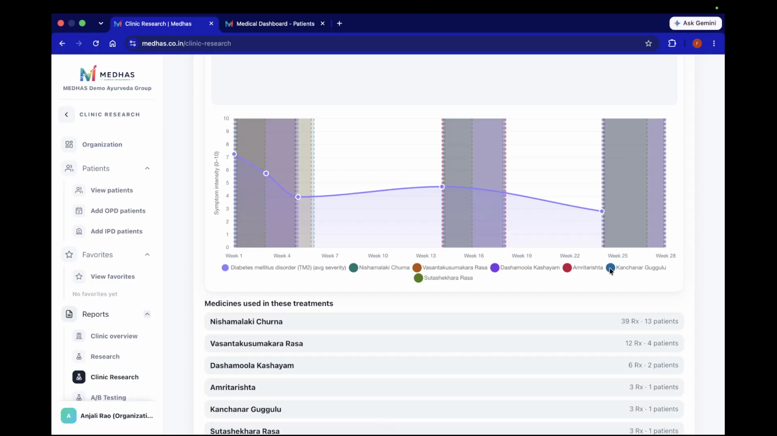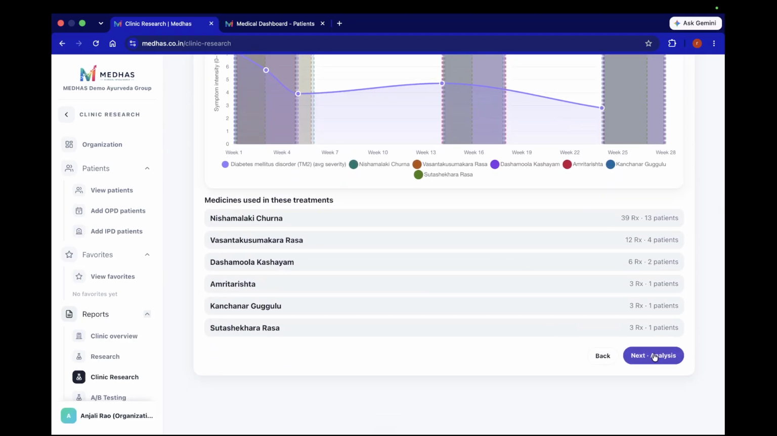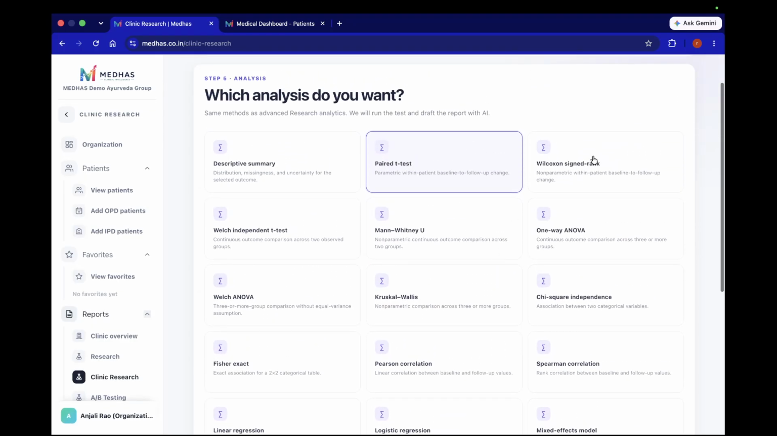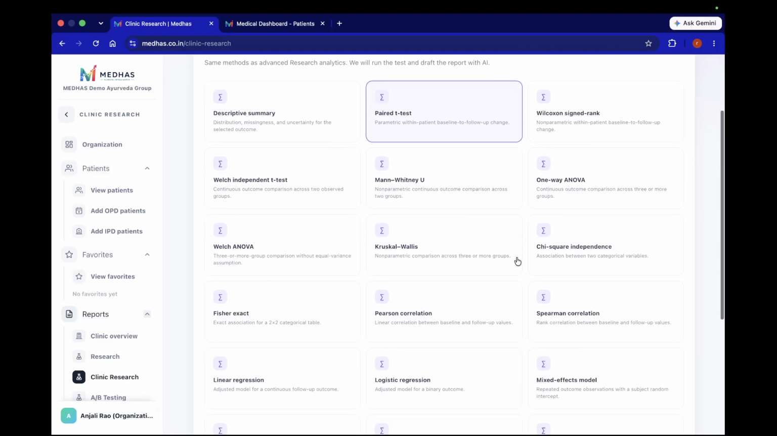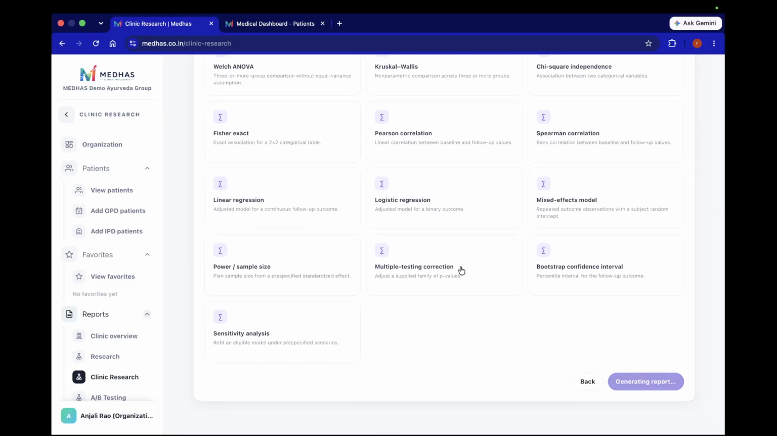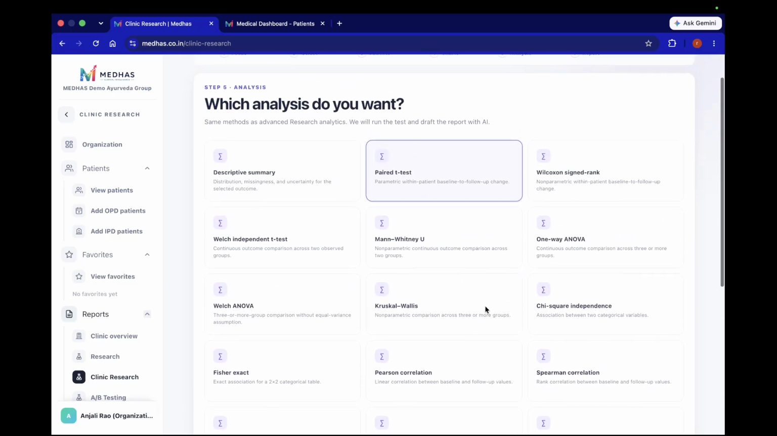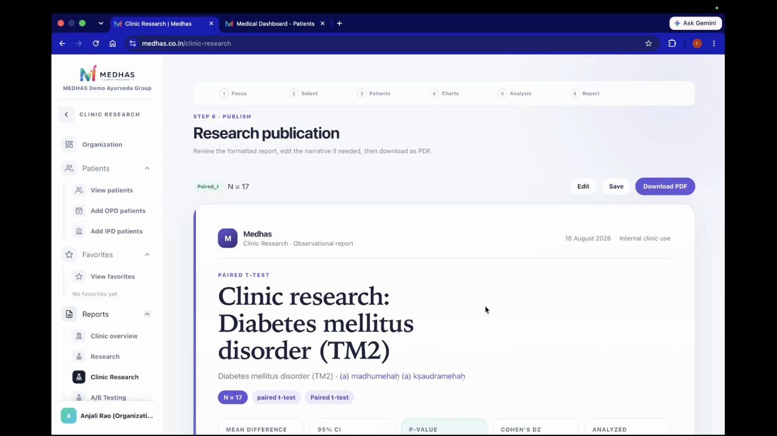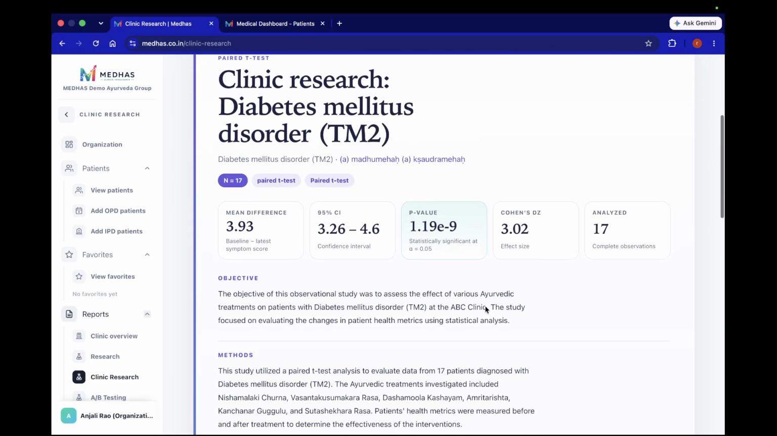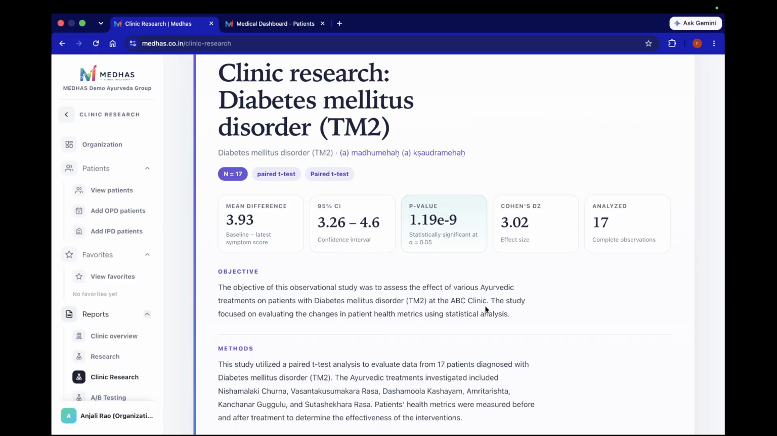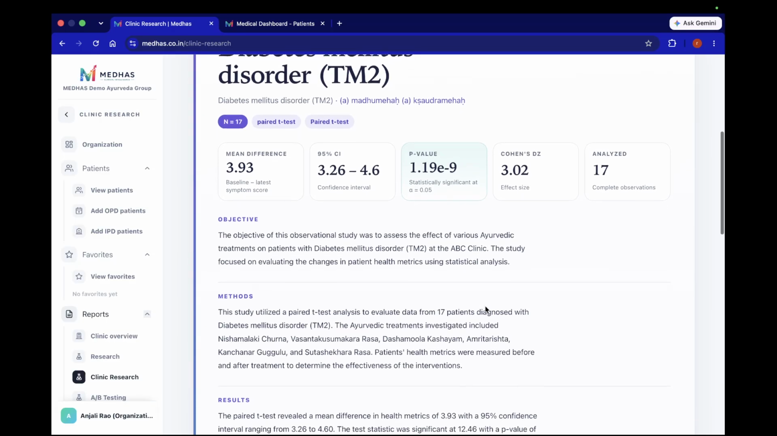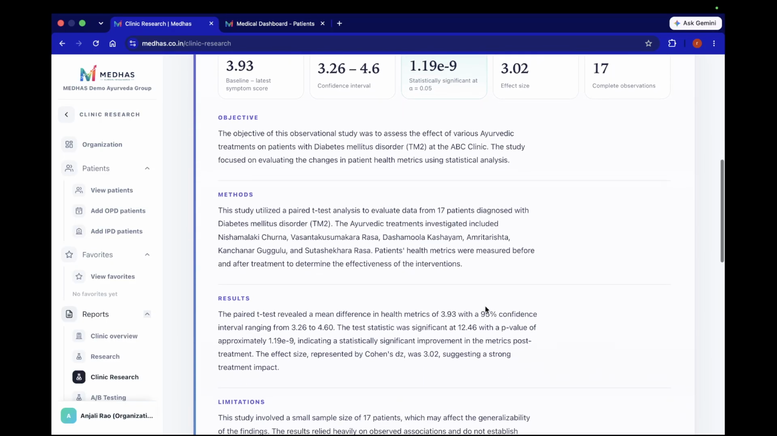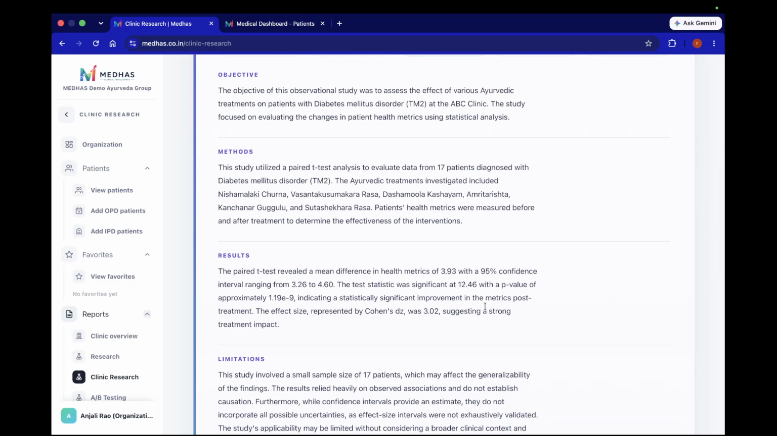It will be on a weekly scale, showing all the medicines that were used, and then we can click and go to different statistical analyses that we can perform on that specific cohort of patients. For example, I'm trying to create a cohort analysis for a paired t-test. If I click on generate report, this is where we apply the statistical formulas and produce data using those statistical formulas. Once we have the data, we use an LLM, or AI, on top of the data to understand and articulate what exactly this report is saying.